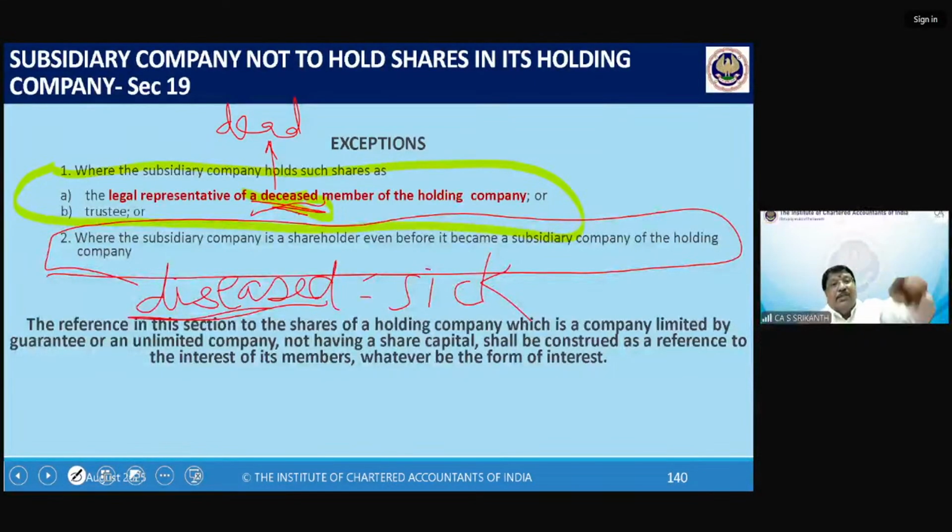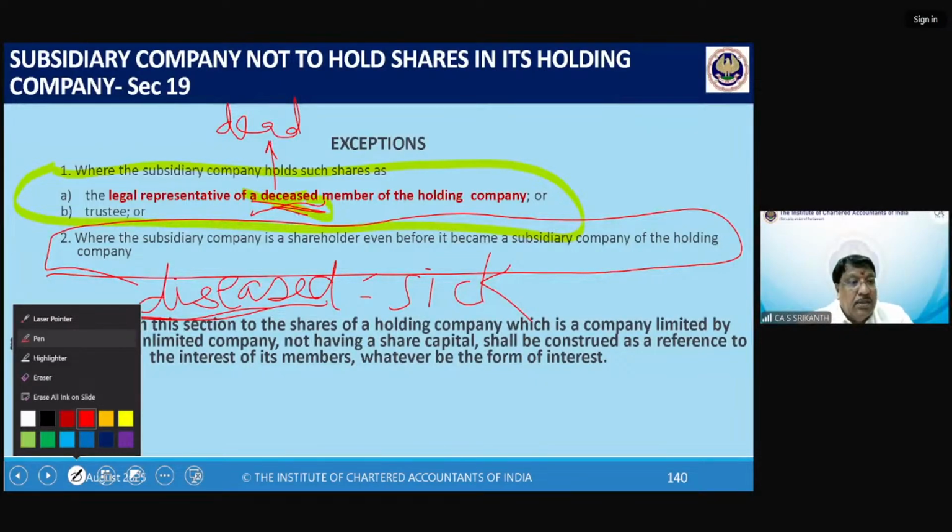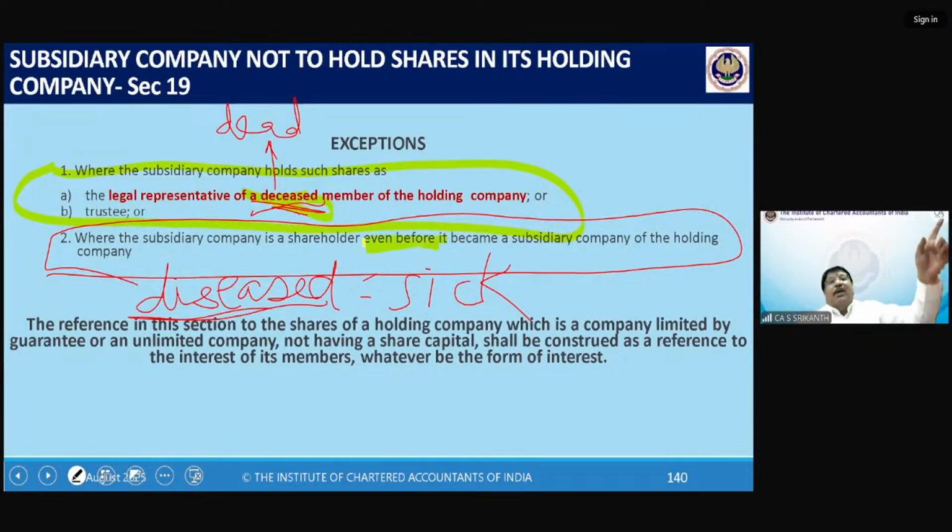Where the subsidiary company is a shareholder, note it, even before it became a subsidiary. See, think about it. DEF Private Limited is holding shares in ABC Private Limited. Already, it purchased the shares in 2024 January. In January 25, DEF Private Limited became a subsidiary of ABC Private Limited. It continues to hold the shares. Is it correct? Yes, because this comes under the exception to section 19. Okay.